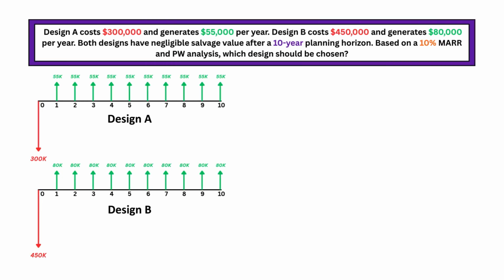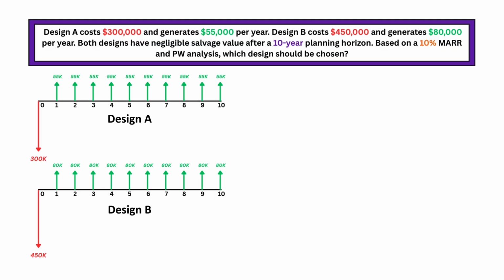The first design requires an initial investment of $300,000 and is expected to generate annual after-tax revenue of $55,000 over a 10-year life. The second design requires a larger initial investment of $450,000, but is expected to generate annual after-tax revenue of $80,000 over the same 10-year period. Both alternatives have negligible salvage values, and the MARR is 10%.